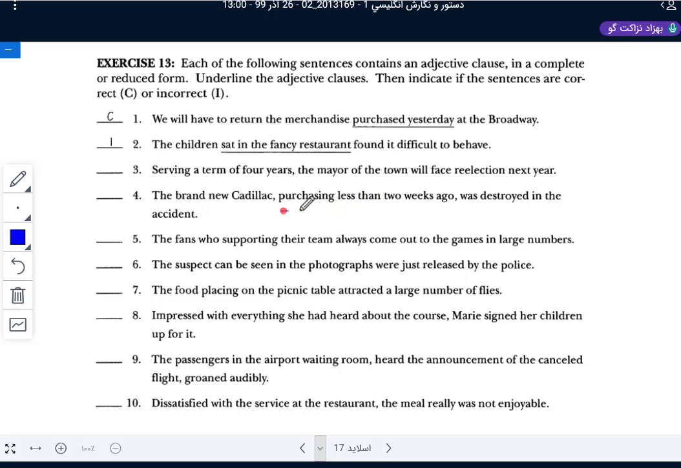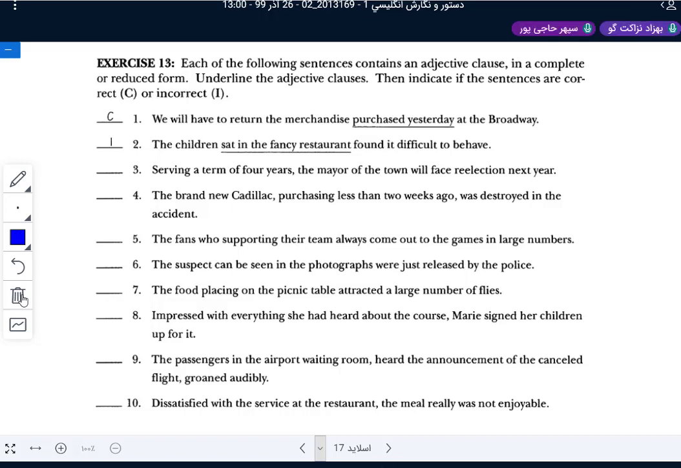If we have purchasing, immediately after this, we need to see a noun, and this is a direct object. What? I don't see any noun here. That is why it should be in the passive form, purchased. So the past participle. Incorrect. Number 5. Go on, please. The fans who supporting their team always come out to the games in large numbers. It's wrong. Okay. So is it correct?